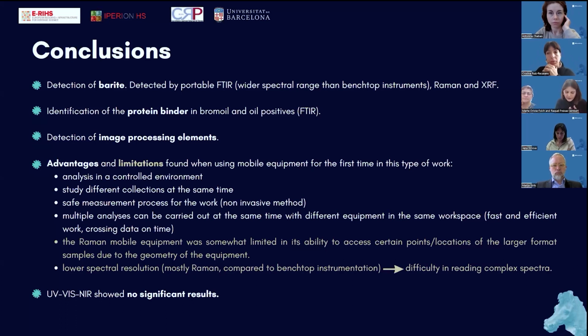This was achieved through the use of a portable FTIR spectrometer, which gave us a wider spectral range than the conventional laboratory instruments. We also complemented our analysis with Raman spectroscopy and X-ray fluorescence, essential tools for the precise identification of baryta layer components. Another finding was the identification of the protein binder in the bromoil and oil prints using FTIR spectroscopy. In addition, we were able to identify key elements from the image processing using the X-ray fluorescence. This finding provides valuable information about the methods used to produce these photographs.